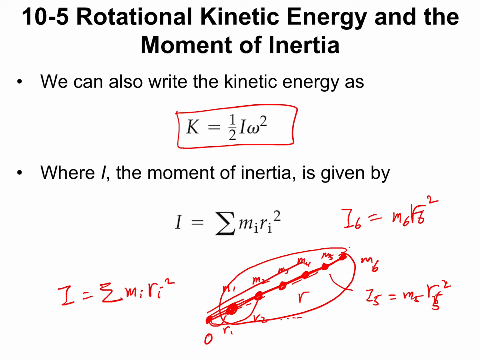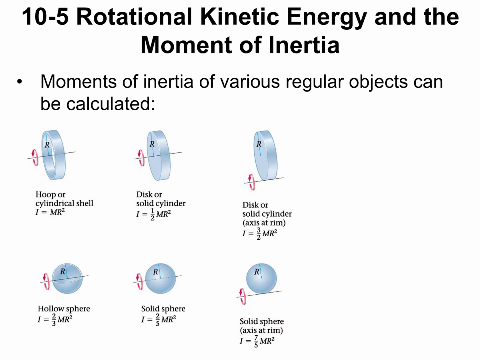So what if it is a bar? Then you have to use the calculus method to figure out the moment of inertia. Calculating the moment of inertia is beyond the scope of this class, you need the calculus method. So here we just give you the moment of inertia for the solid object.